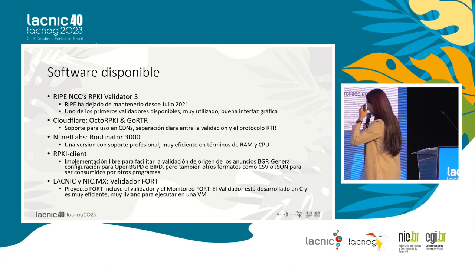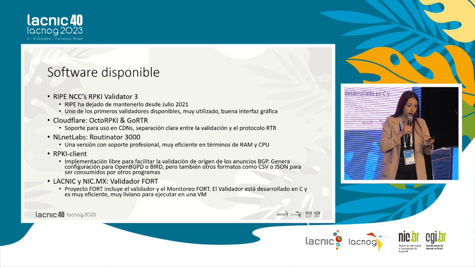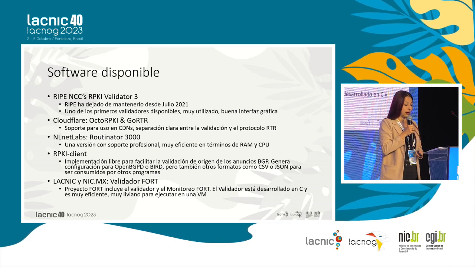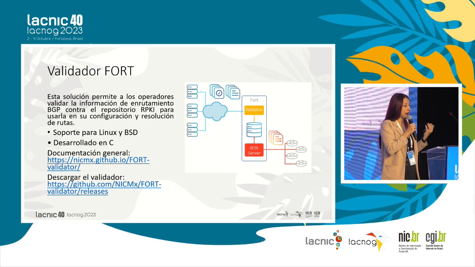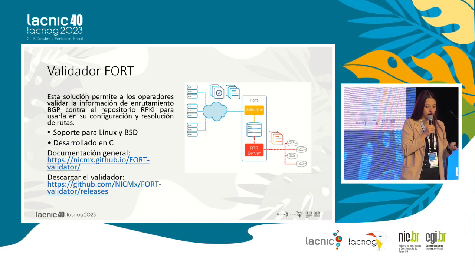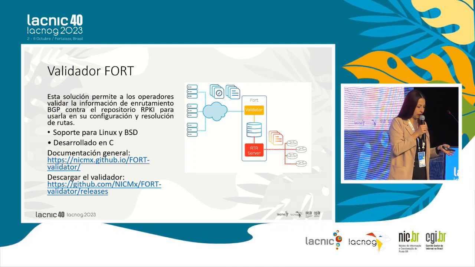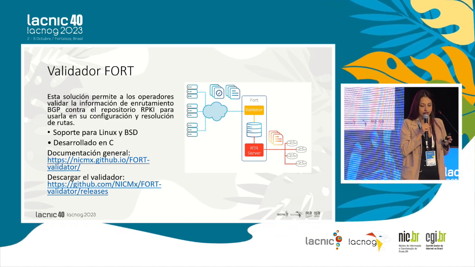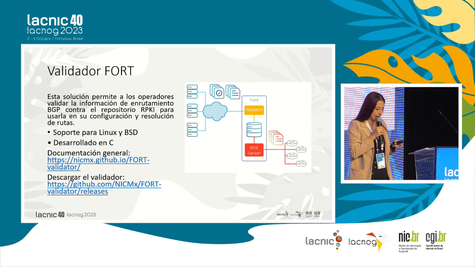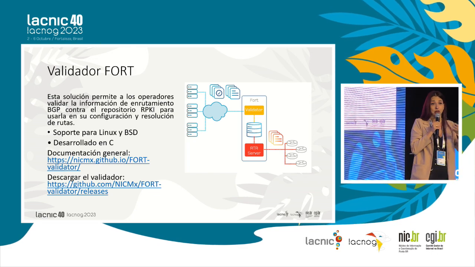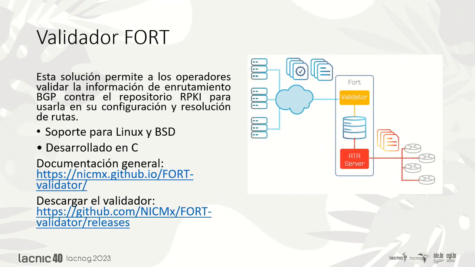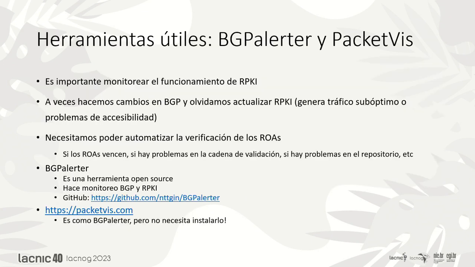We also have the fourth validator, which is the one Guillermo showed rapidly during the demo. Fort is a validator developed by LACNIC and NIC Mexico. This is quite an efficient validator developed in C, so it allows you to have this validation software locally in order to validate information against the RPKI repository that internet registries have and then use it for the purpose of routing, configuration, and resolution. So here in the presentation, we include the link for the general documentation of the Fort validator and also the link if you wish to download this. It is open software. And then it shows you the resources you have to have in your system to see if you can download this software. And then you can have lots more information contained in those two links.